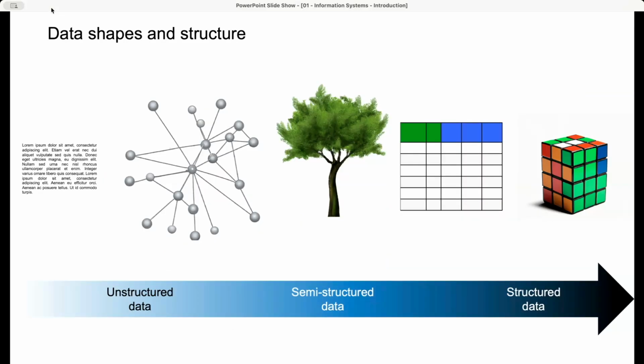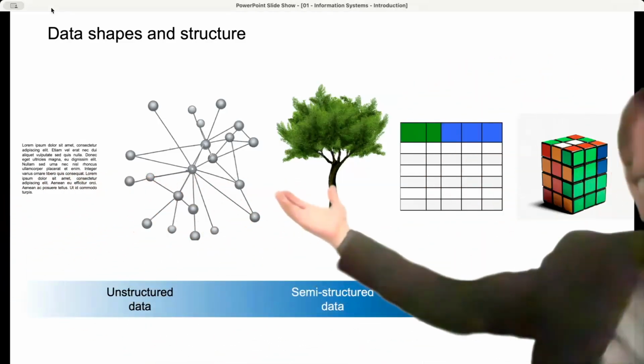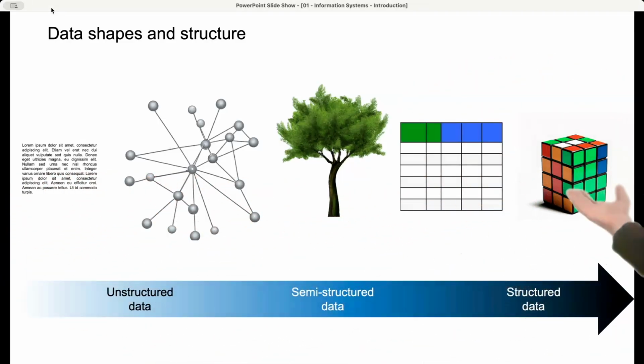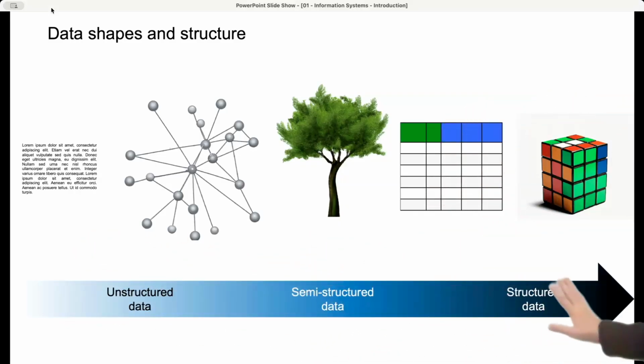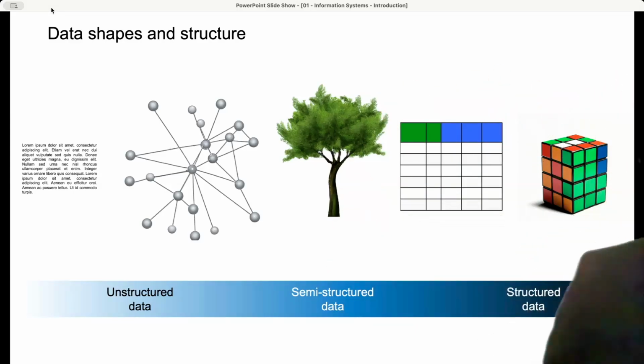What does that mean? We have a whole spectrum, right? That goes all the way from fully unstructured, so the kind of things you use ChatGPT or LLMs to process, and goes all the way. There's graphs, trees, tables, and cubes, the business analytics. So this is unstructured, semi-structured, structured. And in this lecture, we'll focus on this, on the tables and cubes.